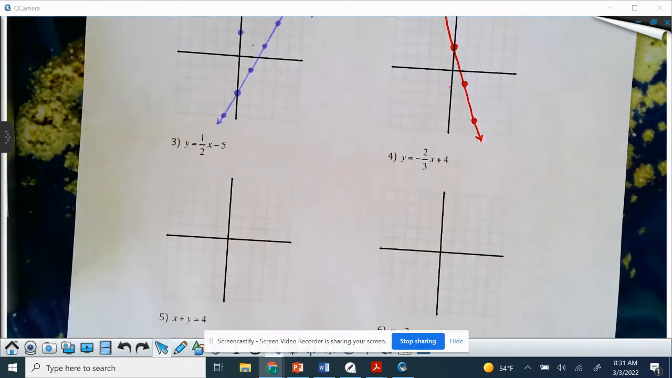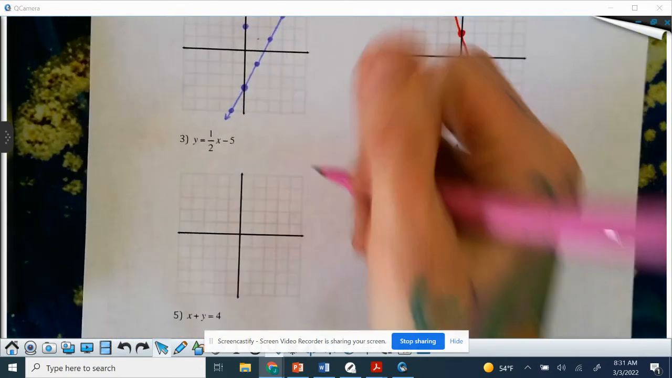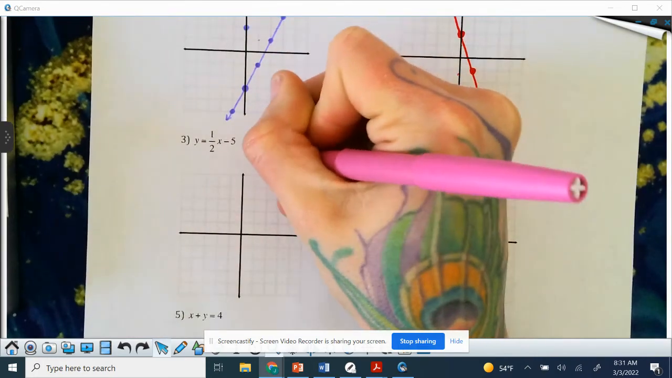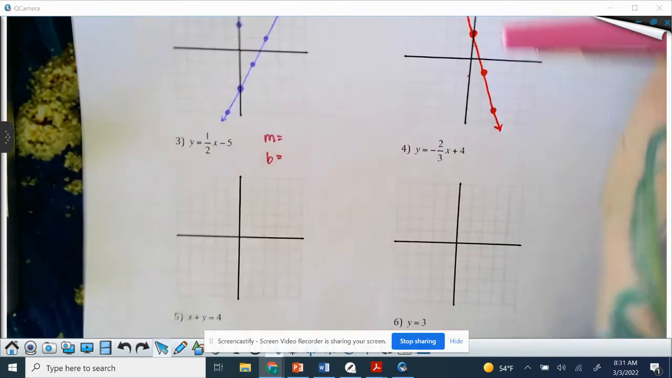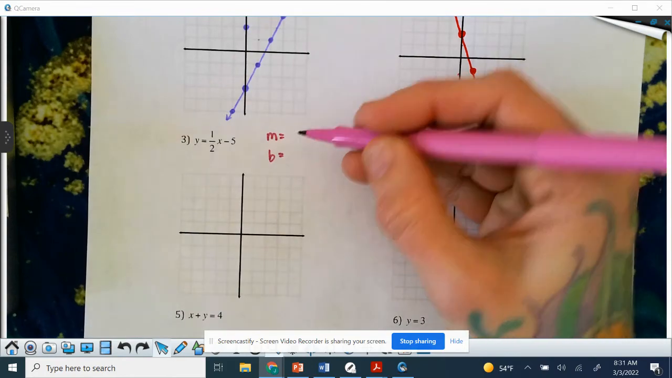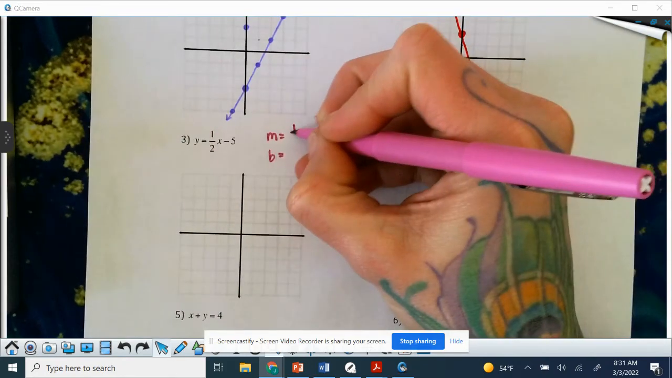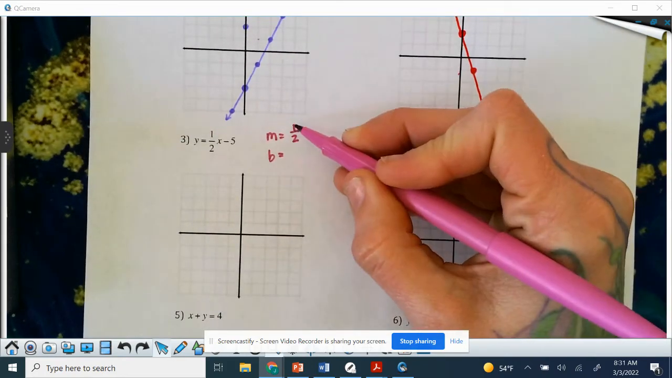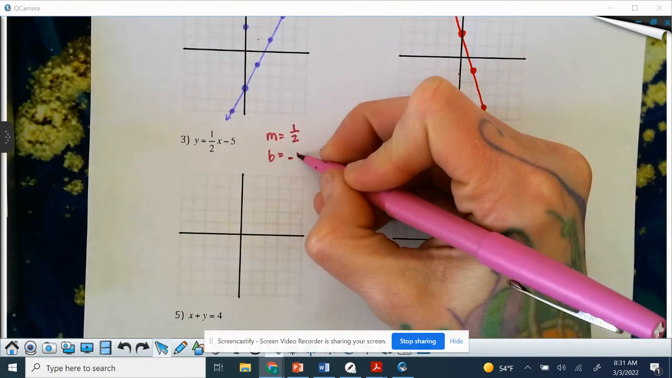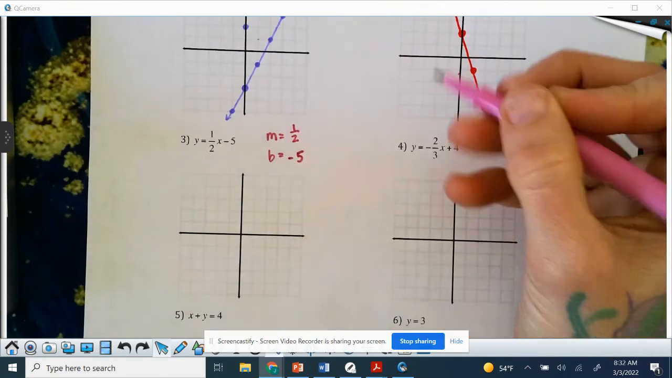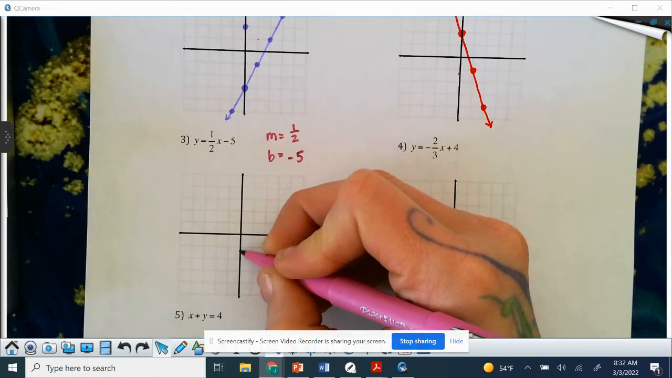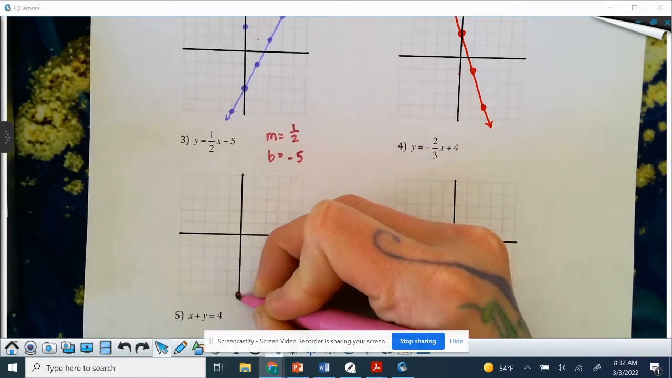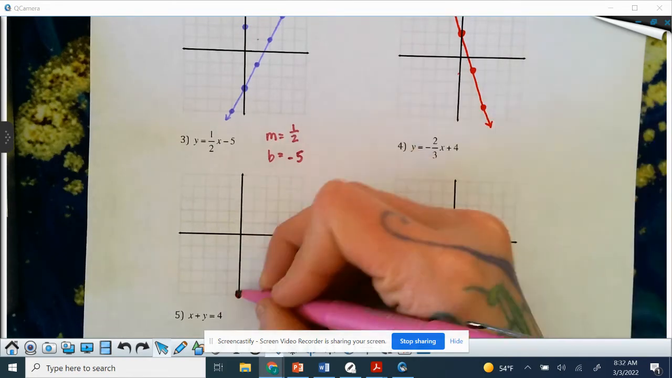Number 3, you want to identify your m and your b. So m and b, or your slope and y-intercept. Our slope is going to be 1/2, and that is a positive 1/2. So it's a rise of 1, run of 2. Our starting point, or y-intercept, or b value, is -5. So we're going to go down here to -5. Draw us a dot.